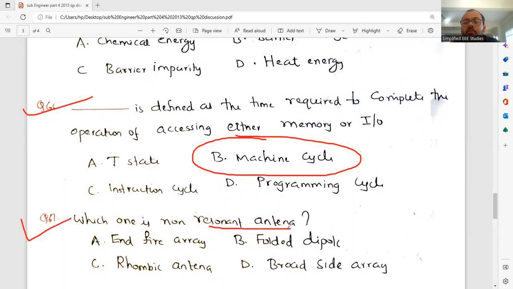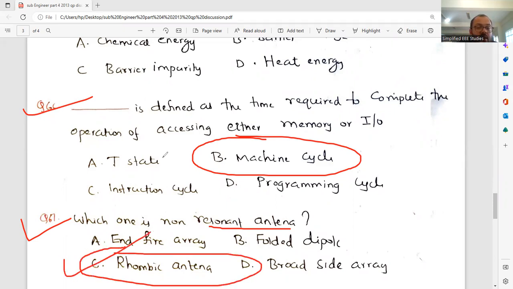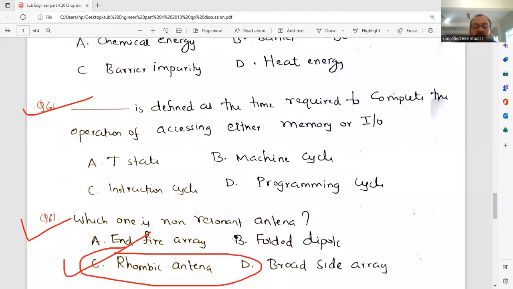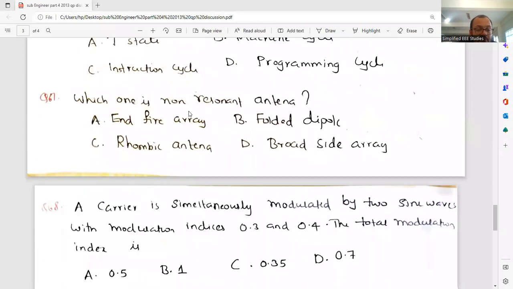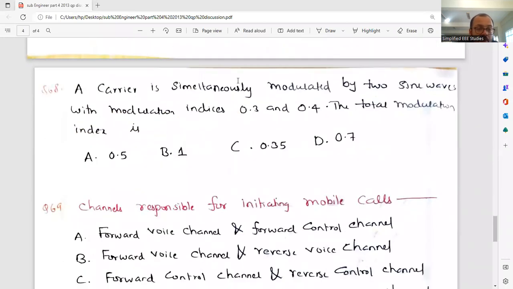Which one is a non-resonant antenna? You need to study some basics of antenna. So the example of a non-resonant antenna is the rhombic type antenna. Please select option C. Option C is the correct answer. So you have to study the basics of communication, modulation, demodulation. Okay, some fundamentals you have to remember.